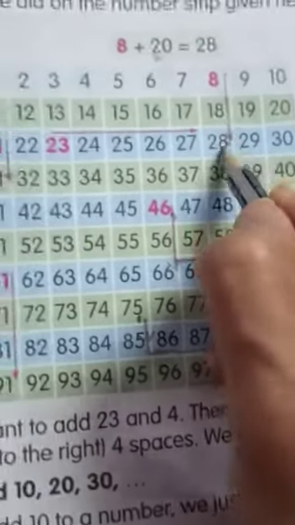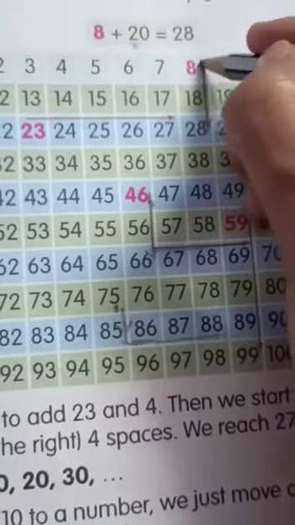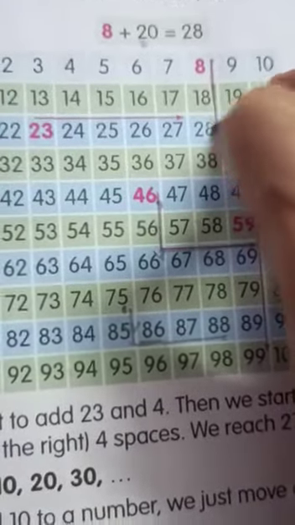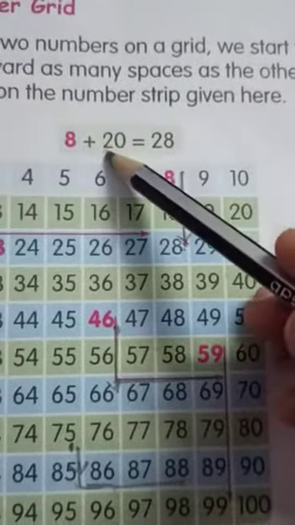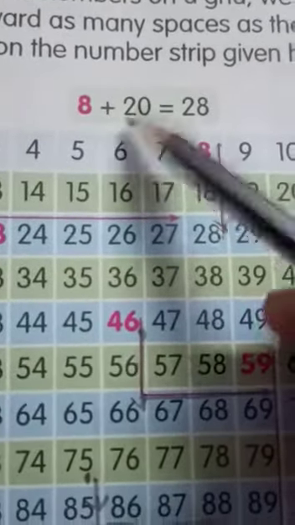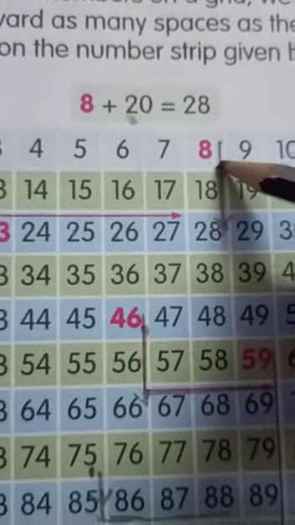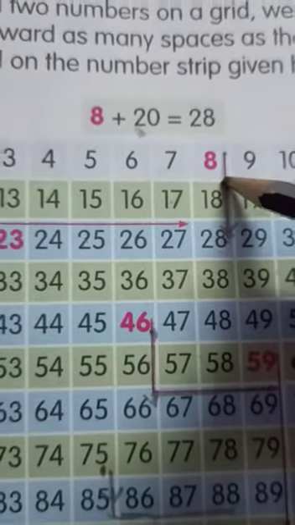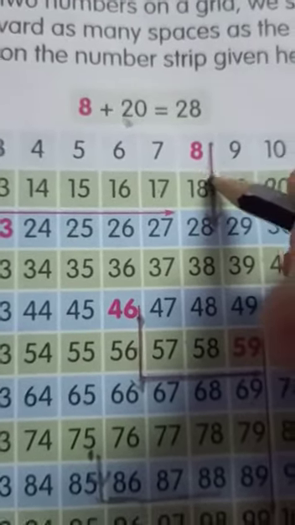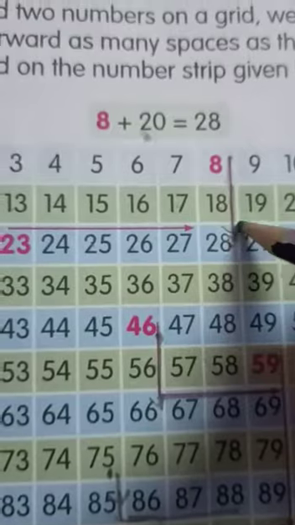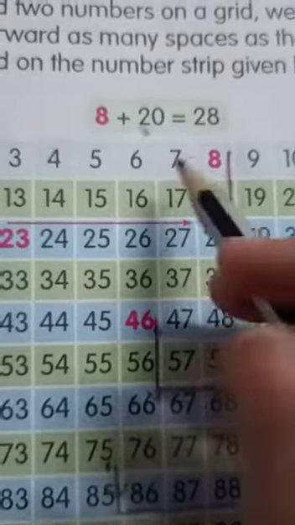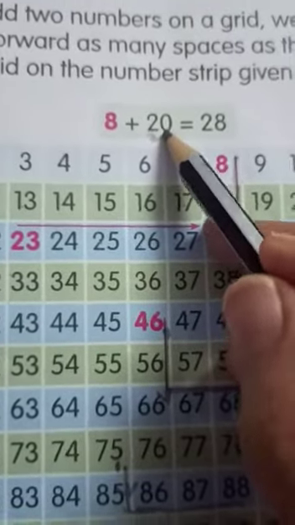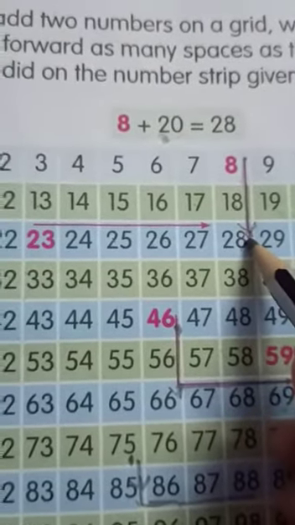Okay. We did this on number strip. But on the grid, you can see here, we have two tens here. Okay, we have two tens. So from 8 we are taking 2 forward jumps. 1, 2. Okay, and in the ones place we have 0, so we are stopping here only.